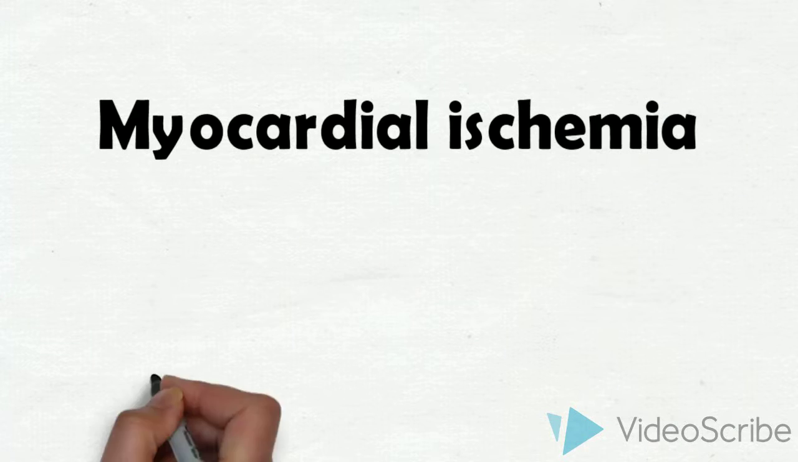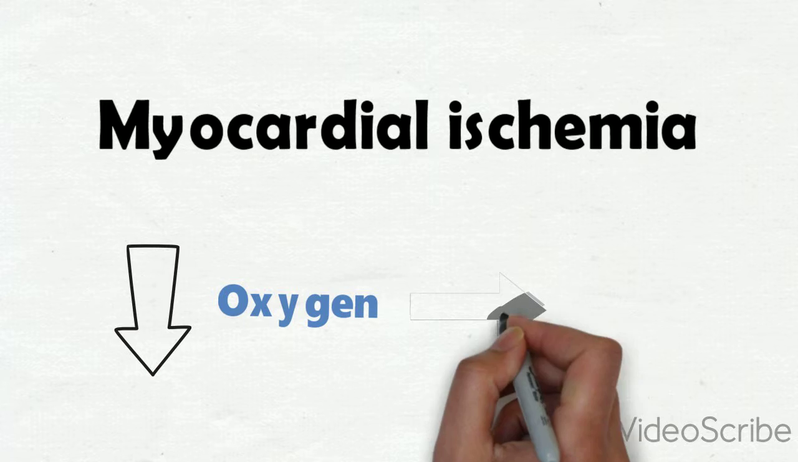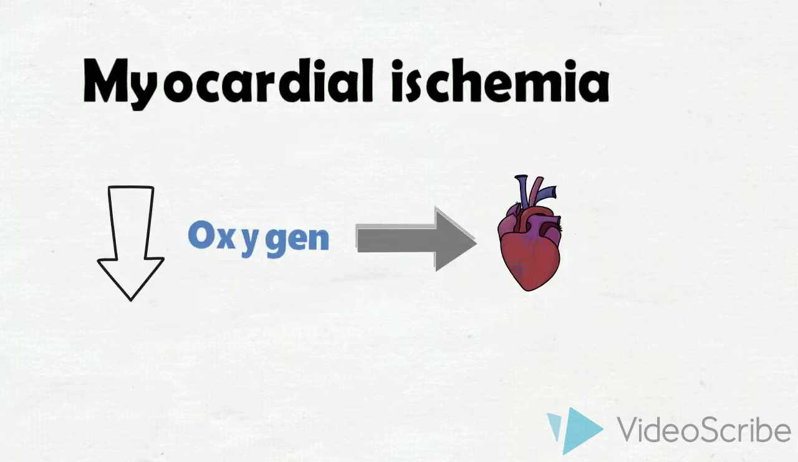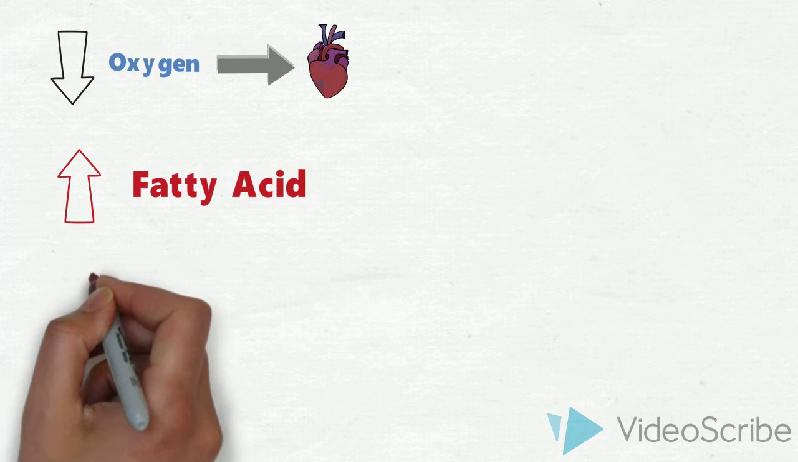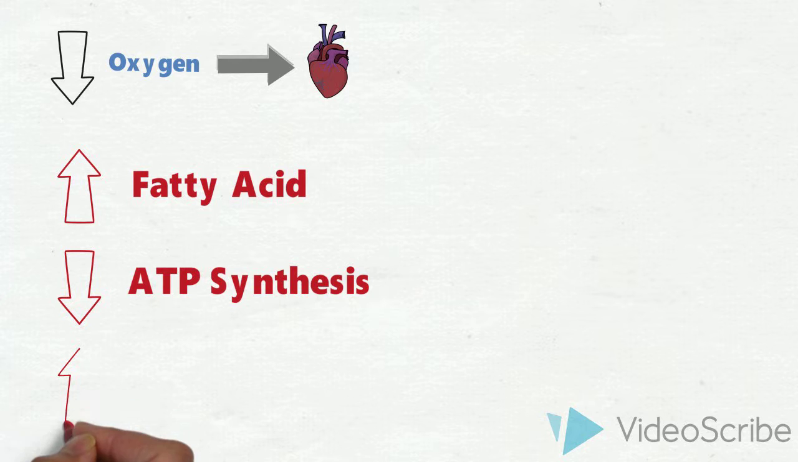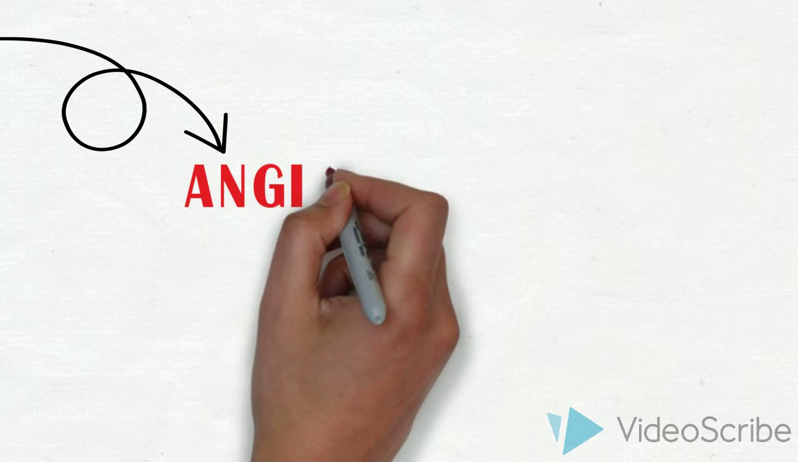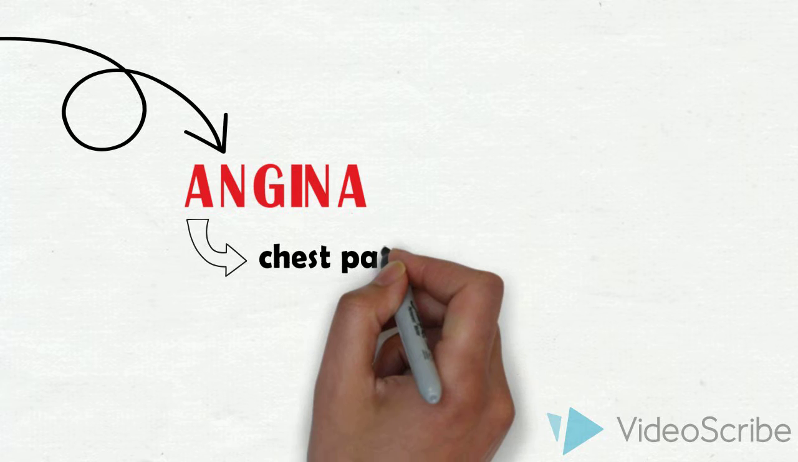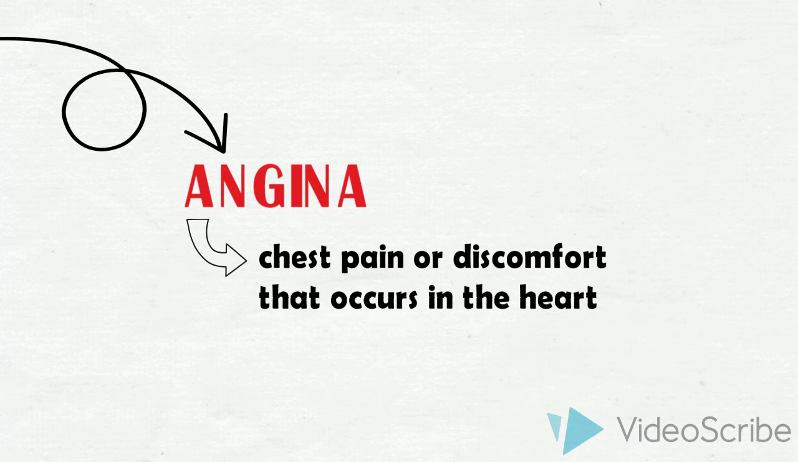Myocardial ischemia is defined as an inadequate supply of oxygenated blood to the heart muscle. This results in an increase in fatty acid concentration, decrease in ATP synthesis, and increased acidity from lactate accumulation. The combined effects produce symptoms of angina. Angina is defined as chest pain or discomfort that occurs in the heart.